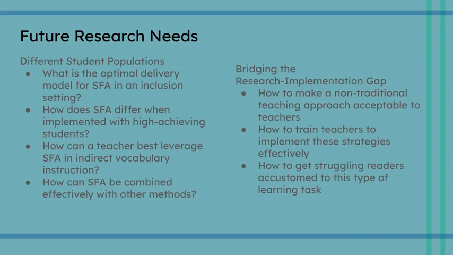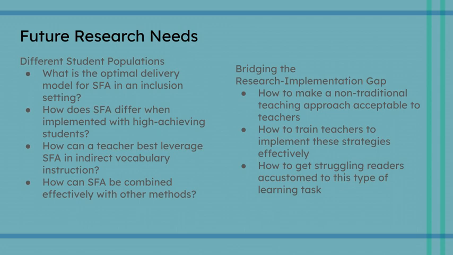So now, future research needs. What is the optimal delivery model for semantic feature analysis in an inclusion setting? An inclusion setting being where we have general education students and special education students being educated in the same classroom, because students with disabilities or who struggle with reading need explicit instruction, while high-achieving students can benefit much more from indirect, constructivist vocabulary instruction, in which they obtain meaning through context and morphological analysis.